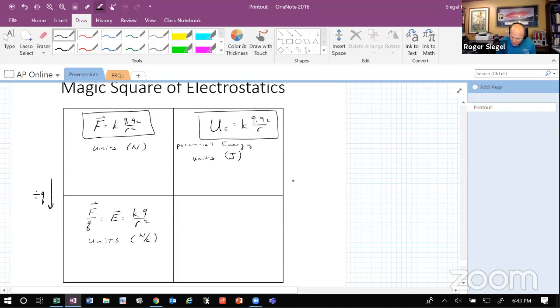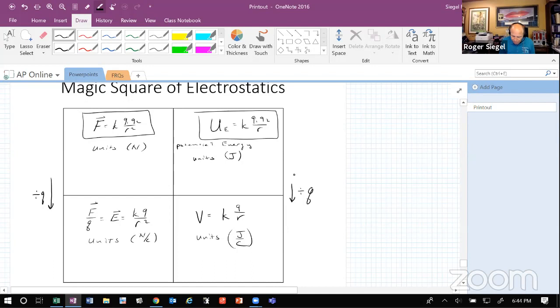All right, now this is the other one. Remember, we're dividing by Q when we go here. So here we have the potential difference, and that's kQ over r. And the units here are joules per Coulomb, because I divided by Q as I went down this way.